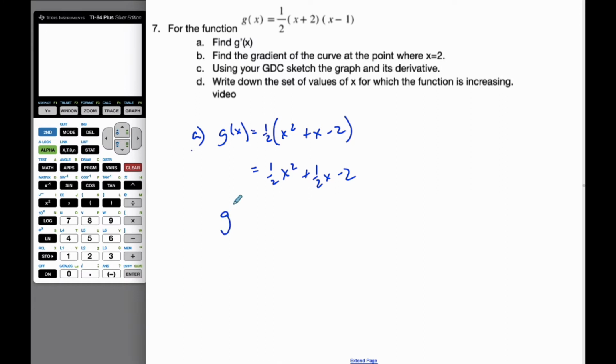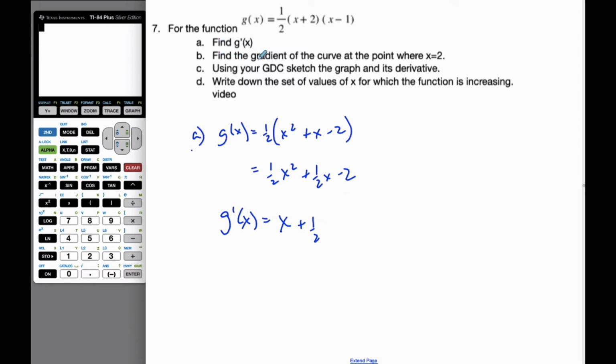So when I now take my derivative, which is what the question is asking me for, the 2 comes down, 2 times a half is 1. So I get x plus 1/2, because the 1 comes down and comes to 0, and the negative 2 goes away. So here is my derivative.